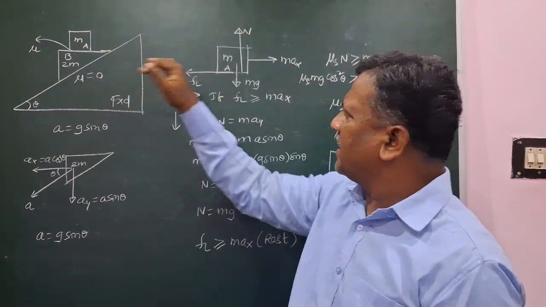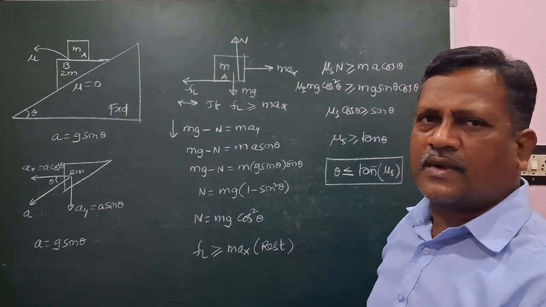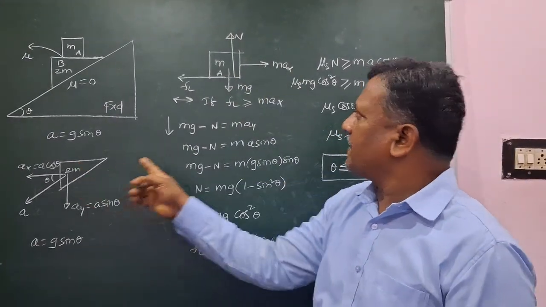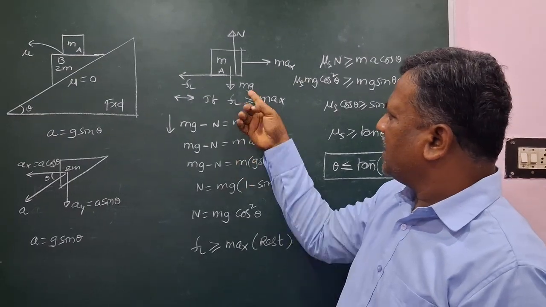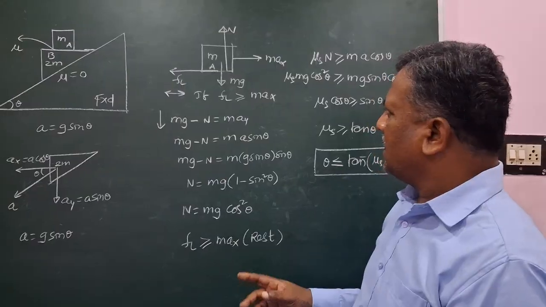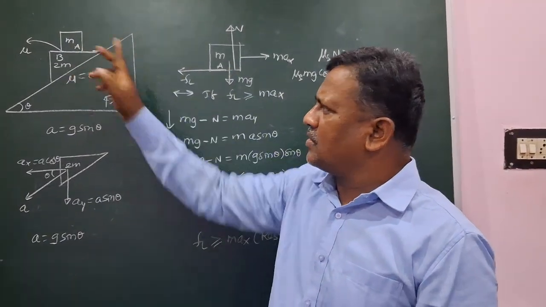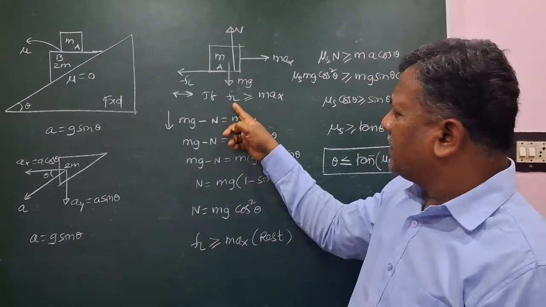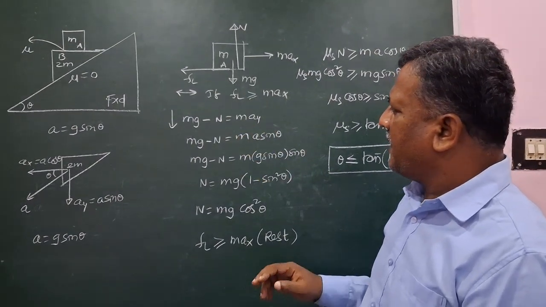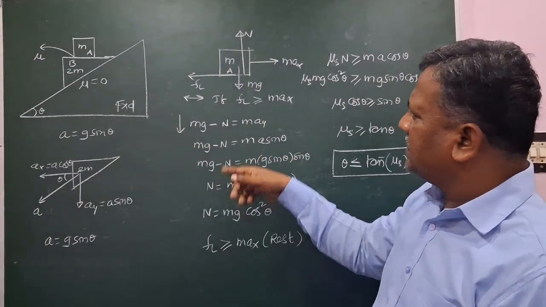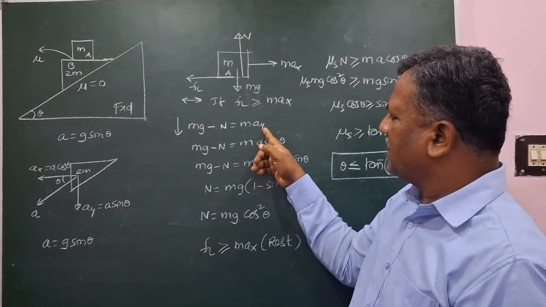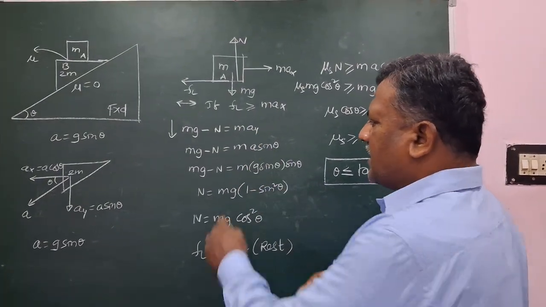In case of A, if you draw the free-body diagram, now see, a pseudo force acts in this direction due to ax, and coming down, mg minus N is equal to m ay, where ay is a sin theta. See, this block A is at rest relative to block B if the limiting friction force is greater than or equal to m ax, then the body is stationary with respect to B. In the y direction, the gravitational force mg minus the normal force N is equal to m ay, the resultant force, where ay is a sin theta.